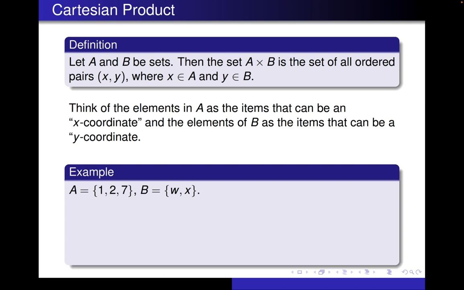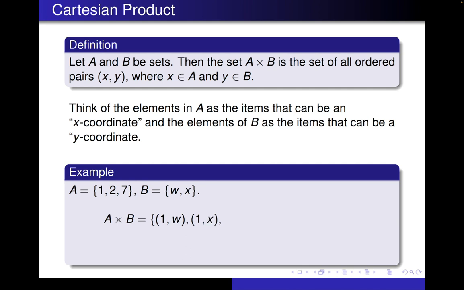As an example, here are two small sets that we can work with just to get some computations down. If I want to find out what A cross B is, I'm going to look at all the ways that I can take an element of A to put in my x coordinate and an element of B to put in my y coordinate. So I'll put the first one of each. I'll take 1 from A and W from B and put them in an ordered pair.